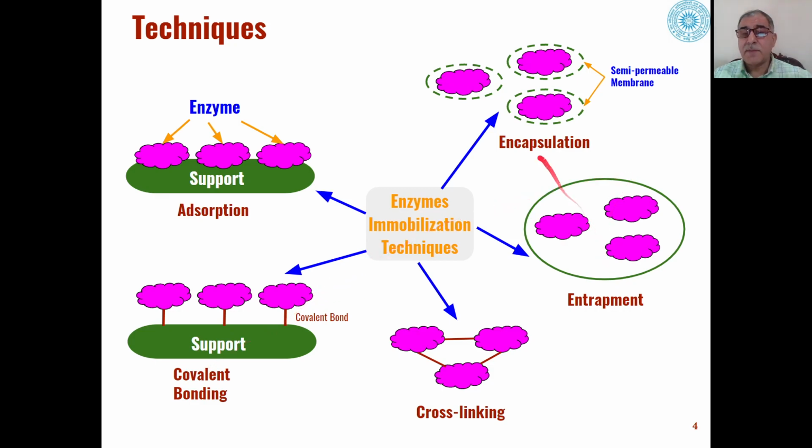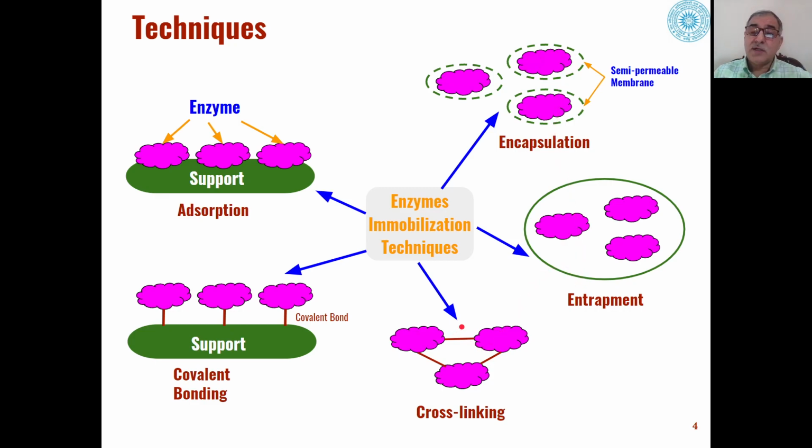Then entrapment or encapsulation: this is when some polymers surround these enzymes, and such type of immobilization is called encapsulation or entrapment. So the difference being, in encapsulation we have a semi-permeable membrane, so it will allow certain particular substances to enter the encapsulation medium, and they can interact with the enzyme molecule.